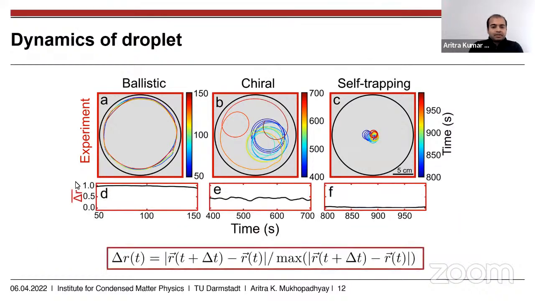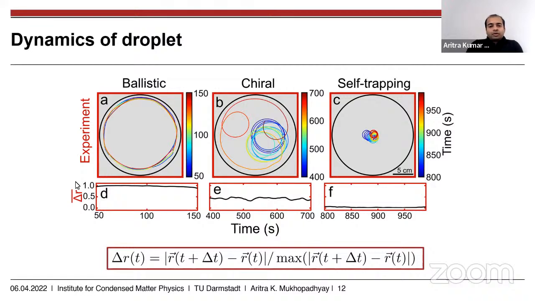We do it by considering the maximum displacement of the droplet in a certain time interval delta t. So the delta t is chosen to be one oscillation period of the droplet in the self-trapping regime. And what we do is find the average displacement of the droplet in these time scales. So in the ballistic phase, after normalization, you see that the droplet shows maximum displacement, so the delta r is close to 1. The value drops off to an intermediate value like 0.5 in the chiral phase. And in the self-trapping phase, the droplet hardly moves, so the maximum displacement is almost close to 0.